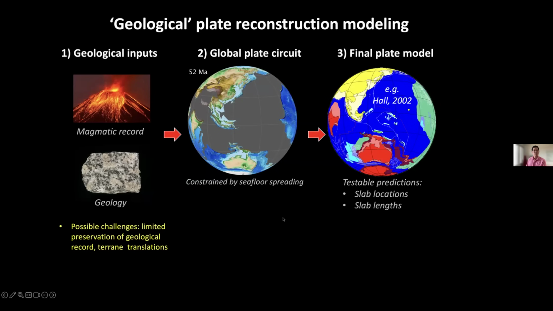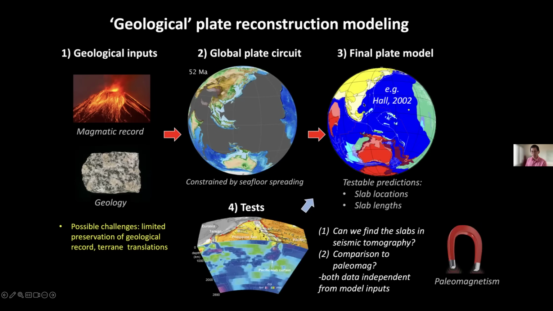The idea here is to take the magmatic record and any other geologic constraints and populate a North American plate model. This is East Asia, shown from the previous slide. But what we would have is a number of predictions of where subduction zones would be, and then test this against tomography. So can we find those slabs? For example, can we find the slabs for the Coast Mountains batholith or for the Sierra Nevadas in seismic tomography? Where would those be, and use those as markers? We could also compare it to paleomag. Both of these are independent from the model inputs.